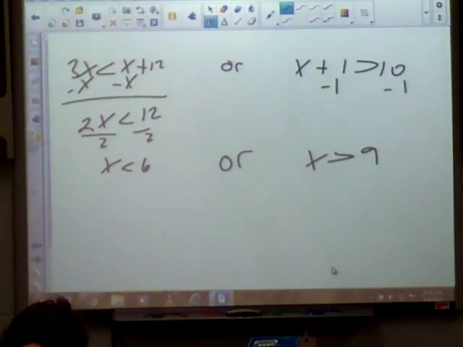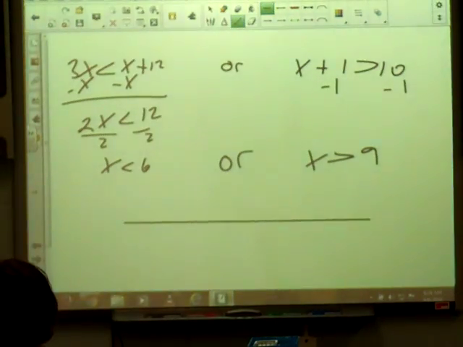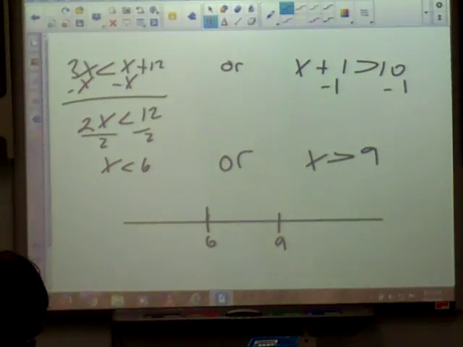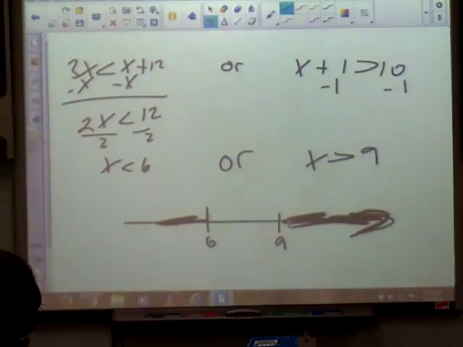Feel like you can get all that. You can get the number line part too, just be careful on your shading and don't get confused. 6 is smaller than 9, so 6 will go on the left side of 9. Less than 6, go to the left. Greater than 9, go to the right. I told you most of the time your ors are going to be shaded in opposite directions. That's true here, so go ahead and fill that in.